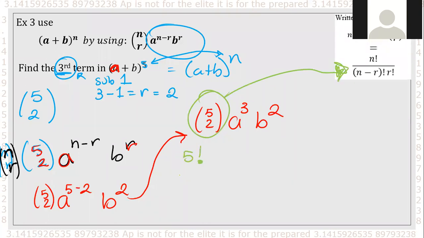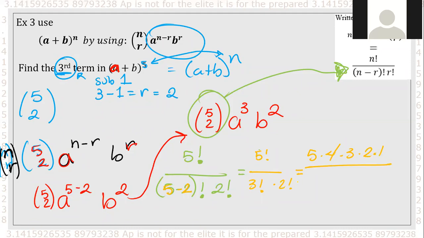So it says 5 factorial divided by 5 minus 2 factorial. Don't forget the factorial. And 2 factorial. So not that bad. We just write it out. Let me pick a different marker. That is 5 factorial over 5 minus 2, that is 3 factorial times 2 factorial. All we have to do next is write everything out. 5 times 4 times 3 times 2 times 1 divided by 3 times 2 times 1 in the denominator. And don't forget this part right here, 2 times 1.